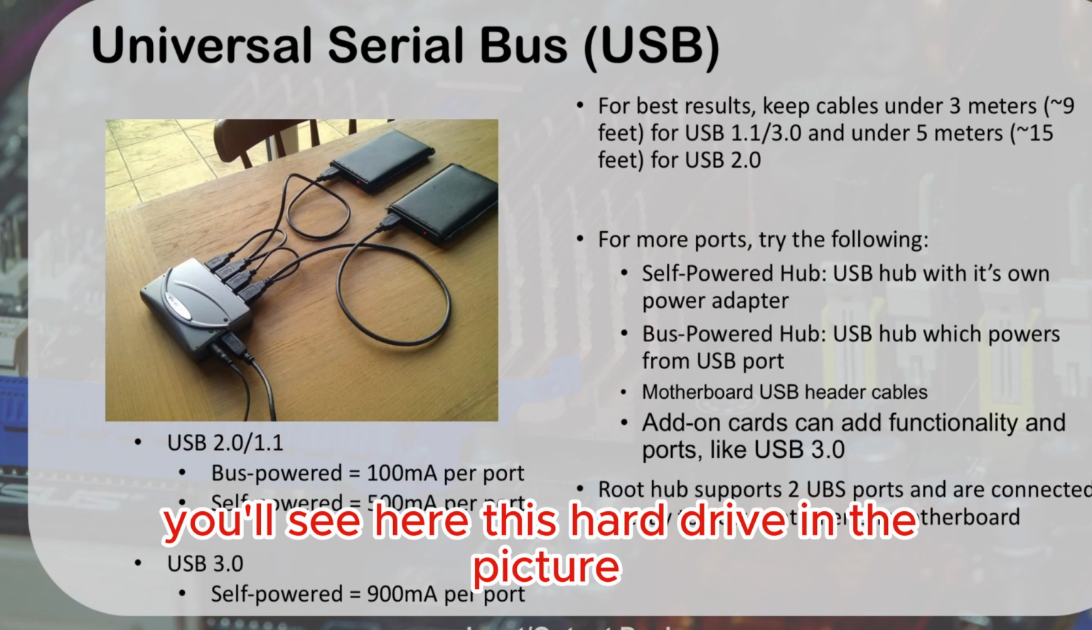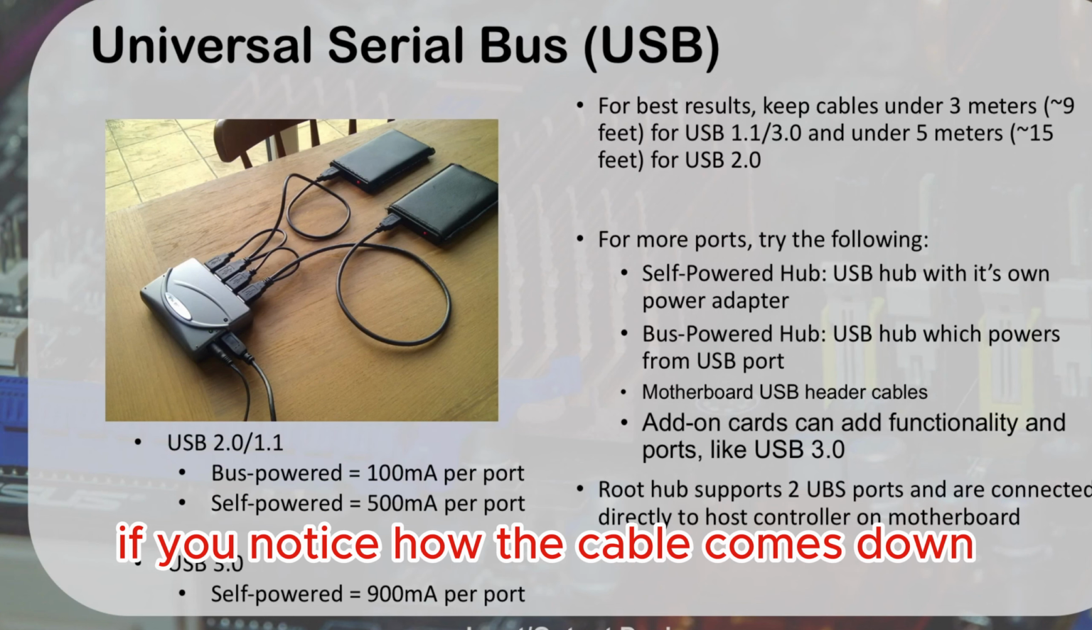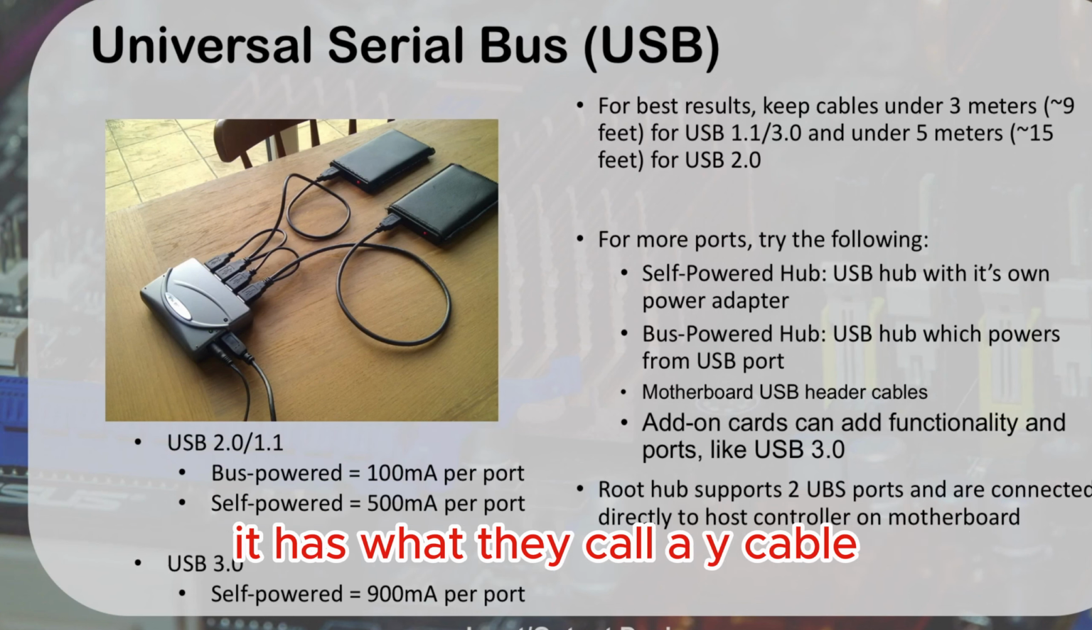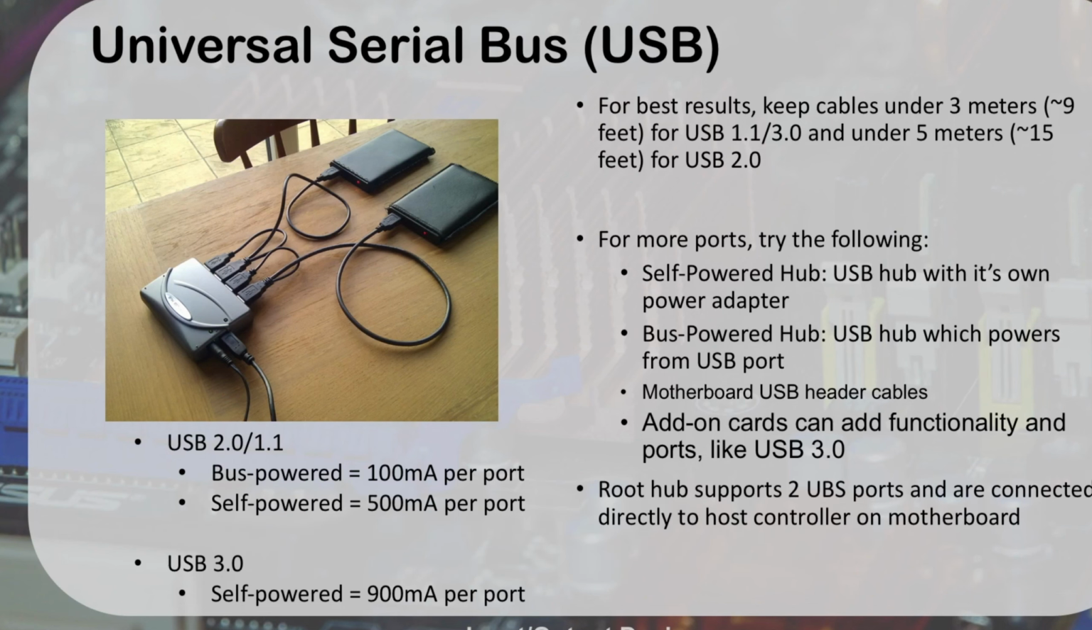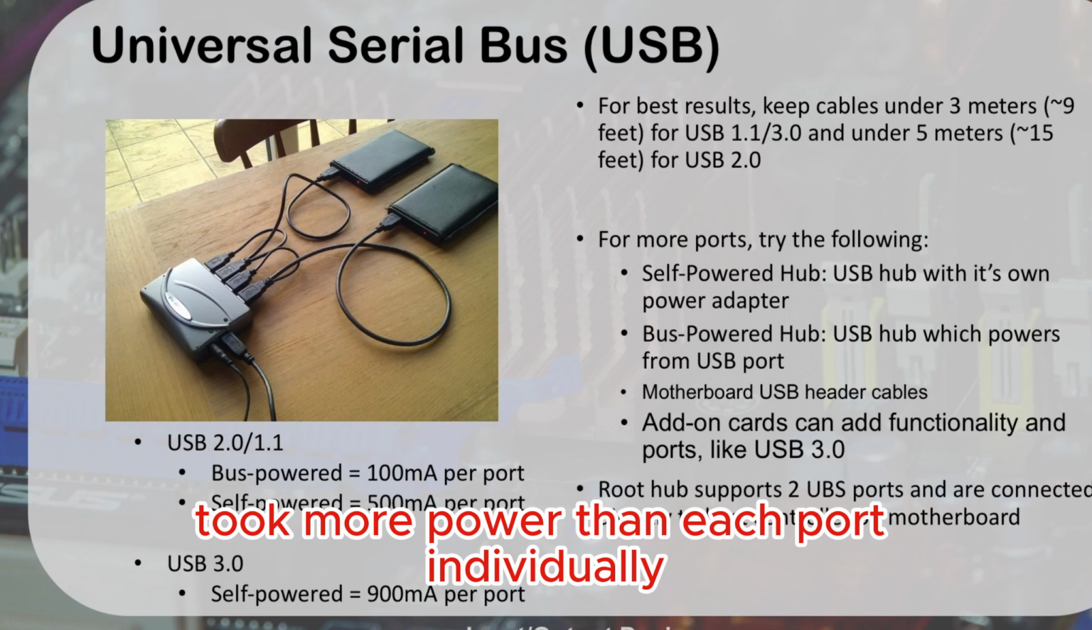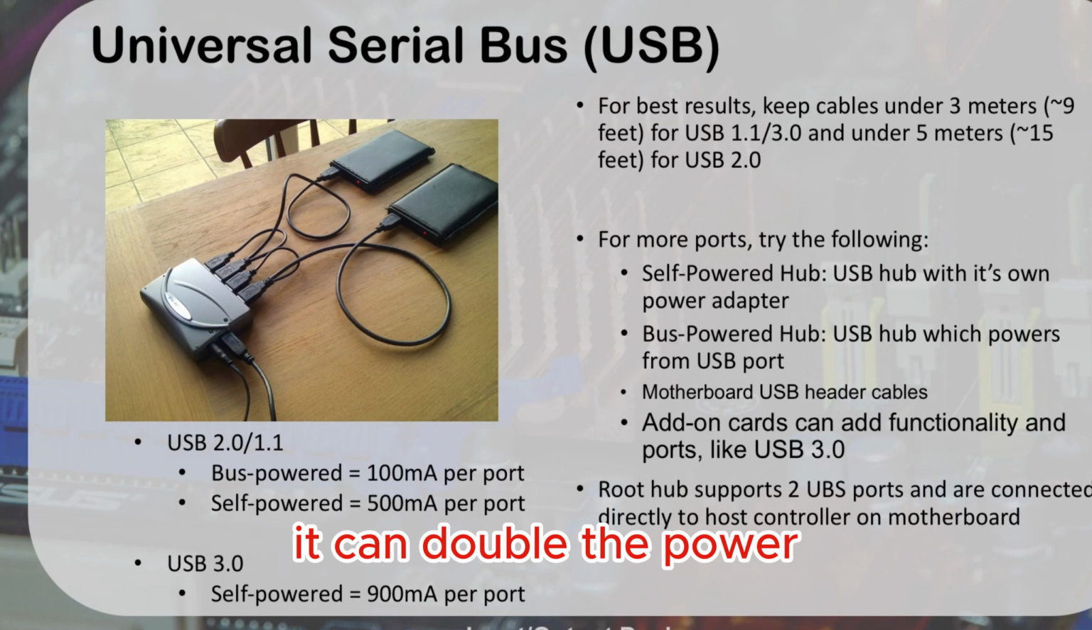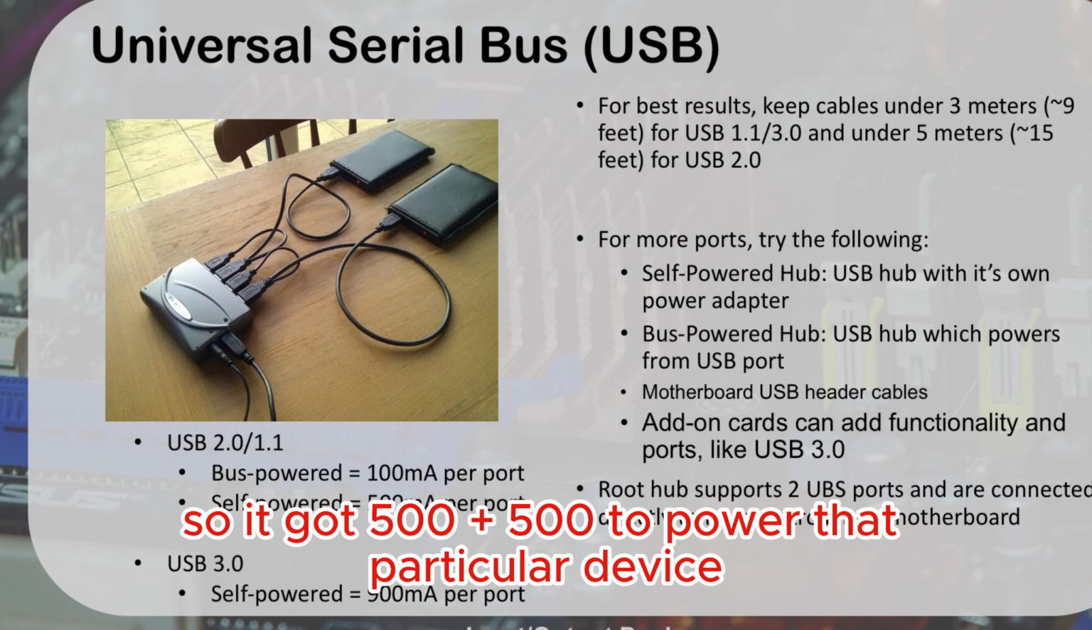You'll see here, this hard drive in the picture. If you notice how the cable comes down, it has what they call a Y cable, where it actually splits the cable into 2 pieces. And the reason why is that device took more power than each port individually could give it. So using that Y cable, it can double the power. So about 500 plus 500 should power that particular device.